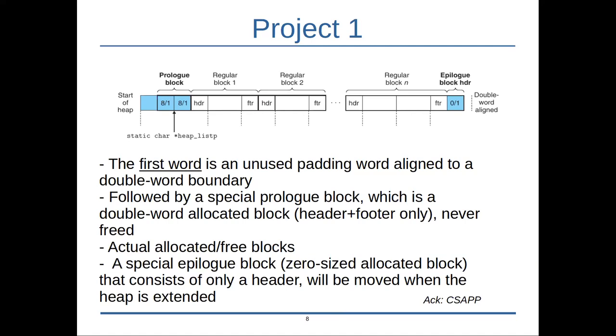So effectively, the purpose of the epilog is to provide a fake header, to say that the block is allocated, so that you don't coalesce with it. And the purpose of the prolog is to provide a fake footer for the other side, right?